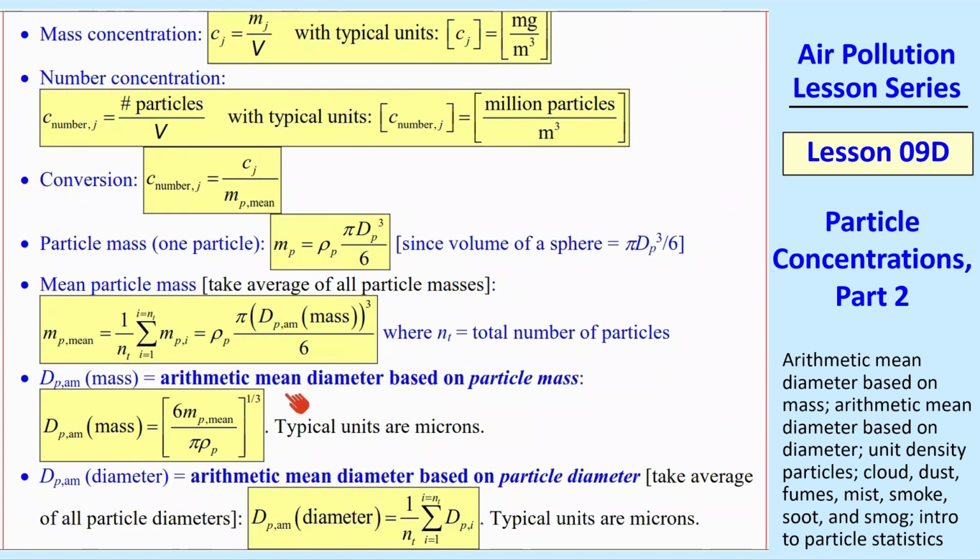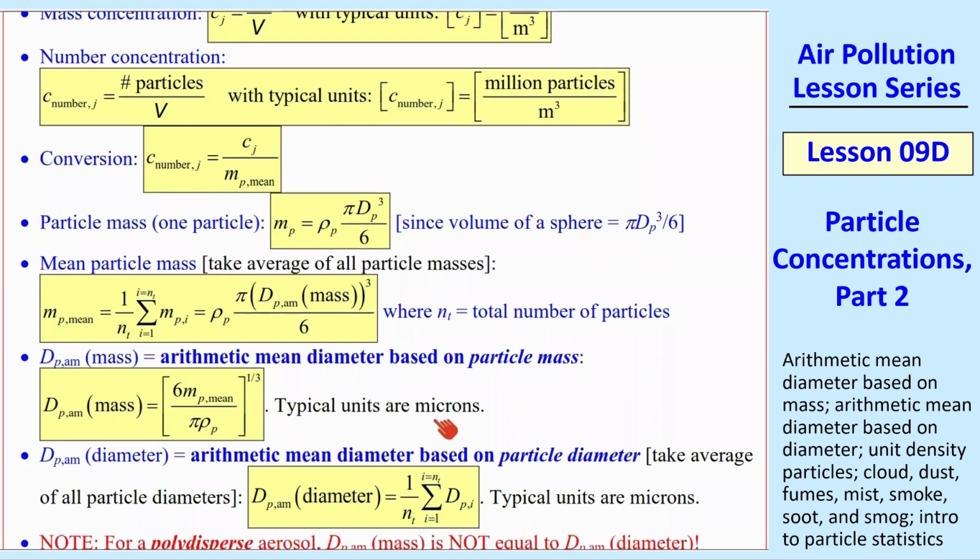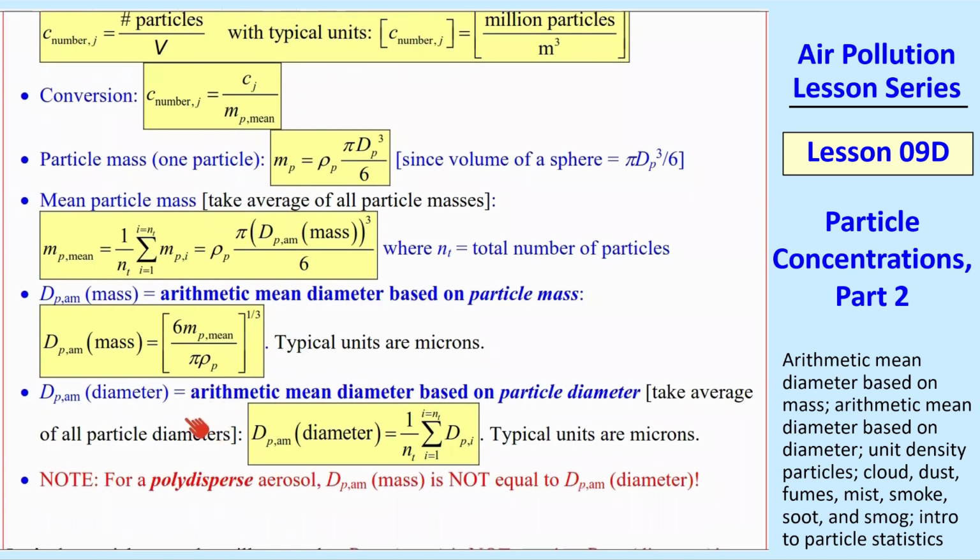And then we defined dPam mass, which is the arithmetic mean, that's what AM means, diameter of the particle based on particle mass, which is what this means in parentheses. So that's the equation for the volume of a sphere in terms of dPam mass, giving us this equation. These units are in microns, but you have to be careful when you plug in these values to make sure your units all agree.